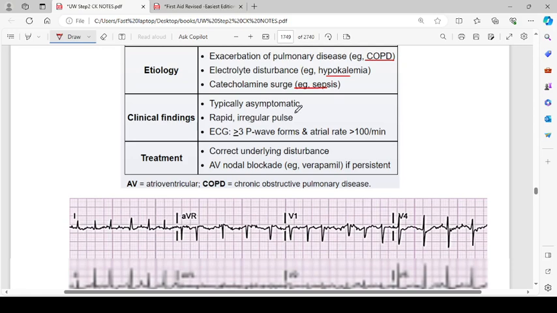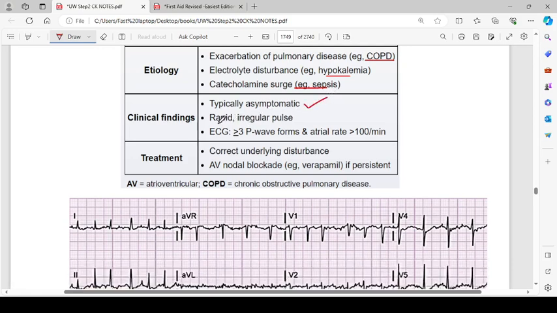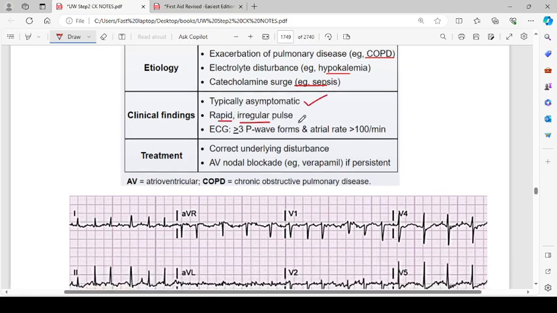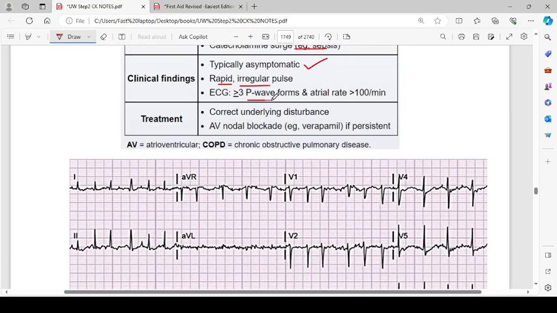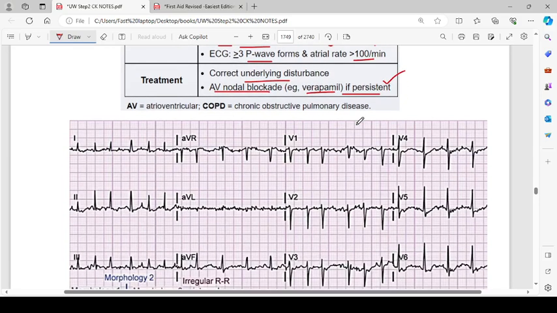The clinical findings: typically they are asymptomatic, but there is a rapid and irregular pulse. ECG will show 3 or more P waveforms and an atrial rate of more than 100 per minute. Treatment is to correct the underlying disturbance and AV nodal blockade, for example, by verapamil if it is persistent.